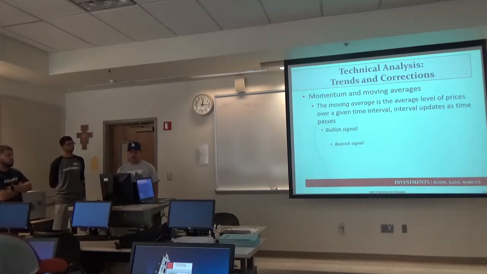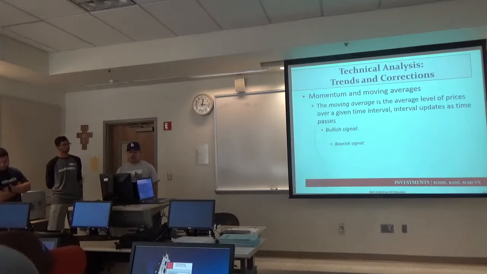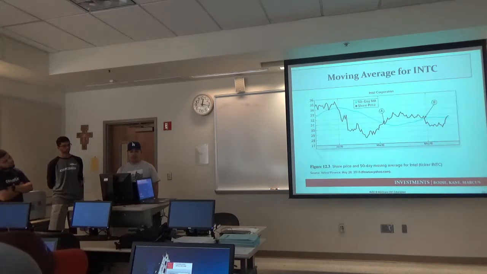So momentum and moving averages. A moving average is the average level of prices over a given time interval. The interval updates as time passes. So a bullish signal is basically when the market price breaks through the moving average line from below. It is basically time to buy. The bearish signal is basically when the price falls below the moving average and it's time to sell. So right here is a graph of the moving average and the share price for Intel Corporation.